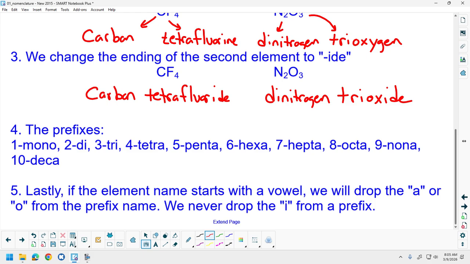There is one other naming convention that comes up from time to time. If the element name starts with a vowel, we will drop the A or the O from the prefix name, but we never drop the I from a prefix. So we have a couple of examples of that in the examples we're going to do here. So we'll take a look at that as it comes up.